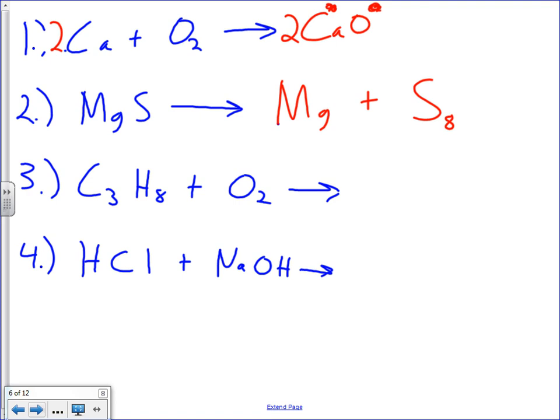So now I've got to balance. We start with the thing in the largest number. That would be sulfur. So what do I need to put here? And how many magnesium does that give me? 8. Not too tough, right? Next reaction, carbon-hydrogen reacting with oxygen. Combustion. What are the products of a combustion reaction always?